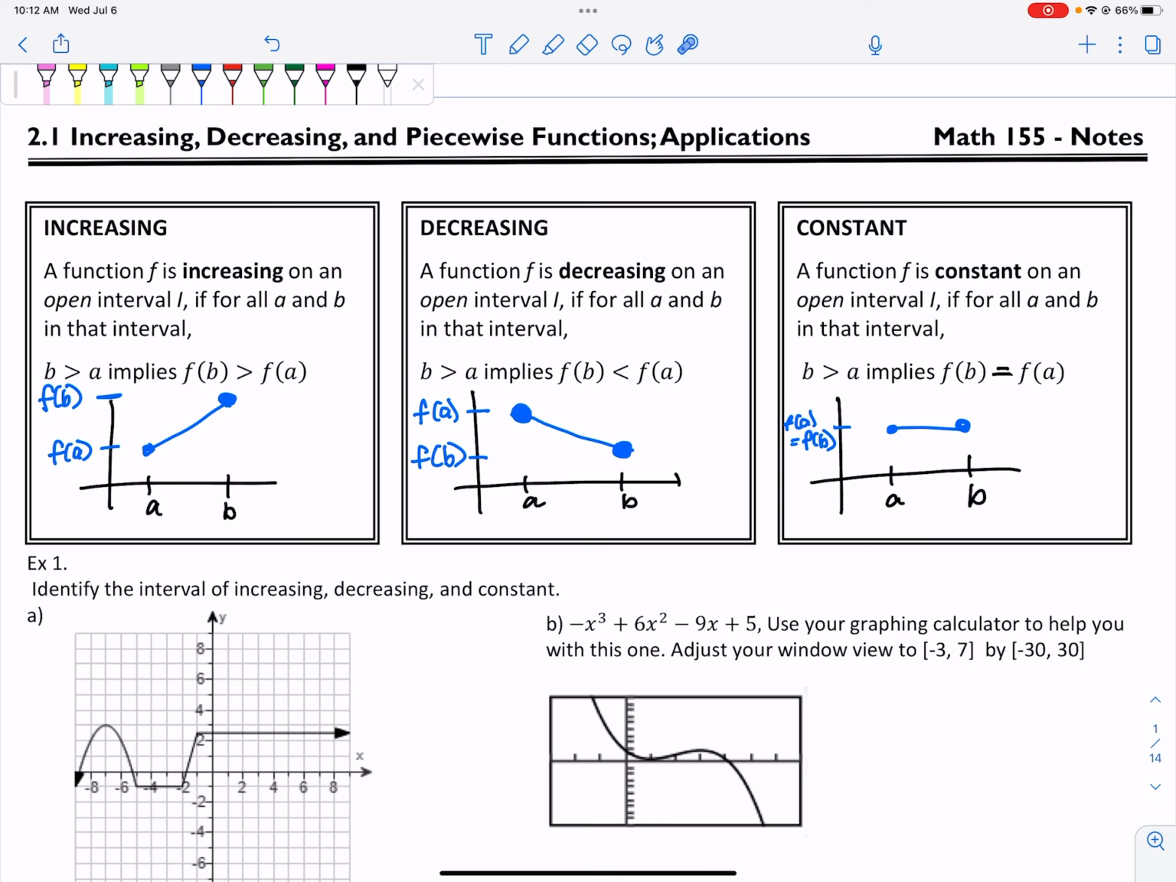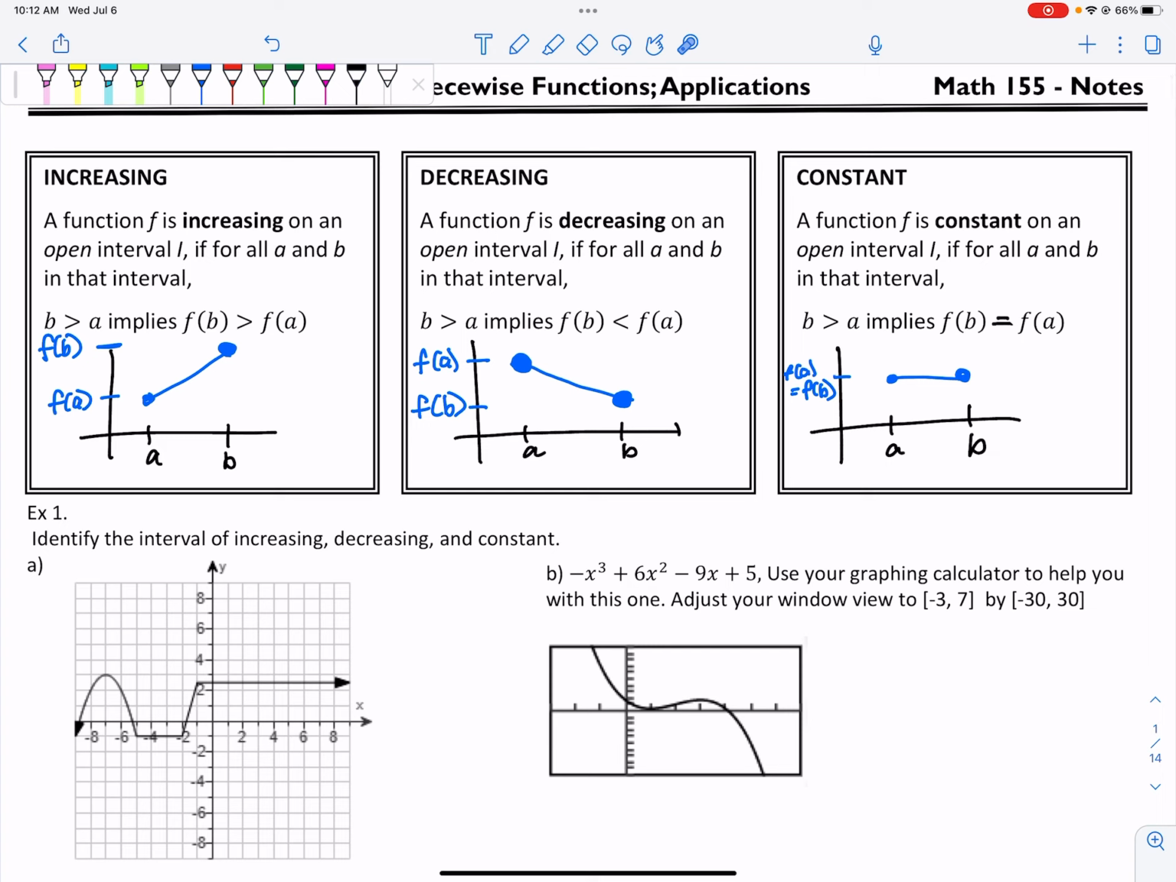All right, so now that we are able to identify where the function is increasing, decreasing, and constant, we want to be able to write out the interval. When we write out the interval, it's always going to be an open interval. So when writing the interval of increasing, decreasing, or constant, we always use parentheses.